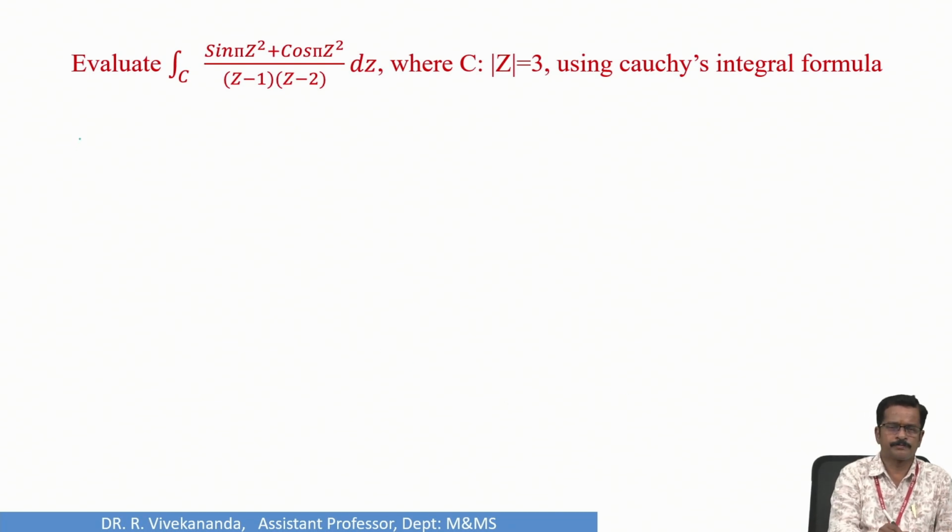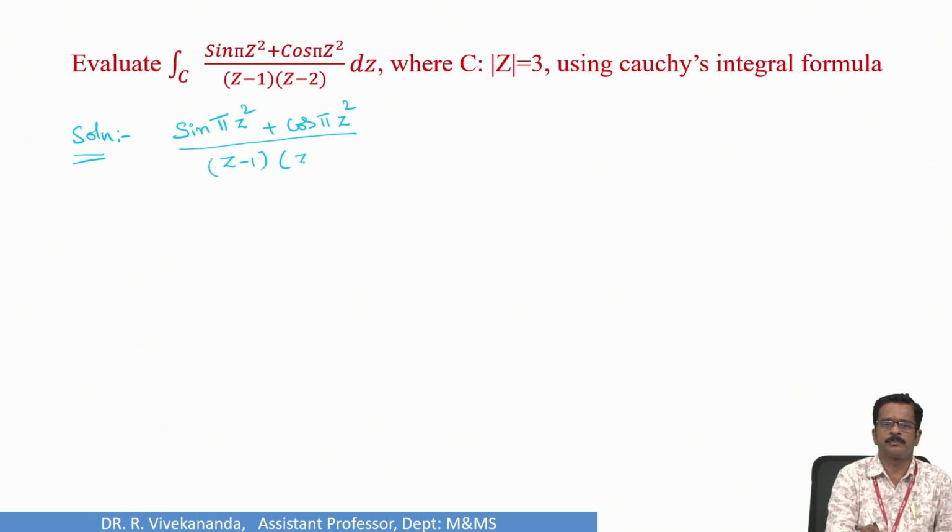So now here the integrand is sin pi z square plus cos pi z square by (z minus 1) into (z minus 2).